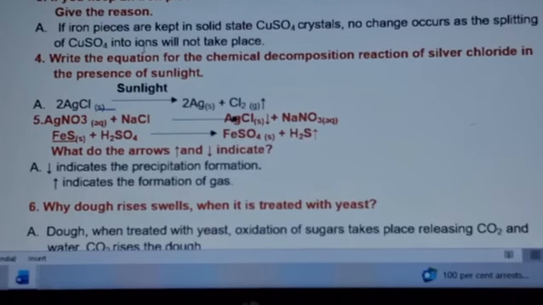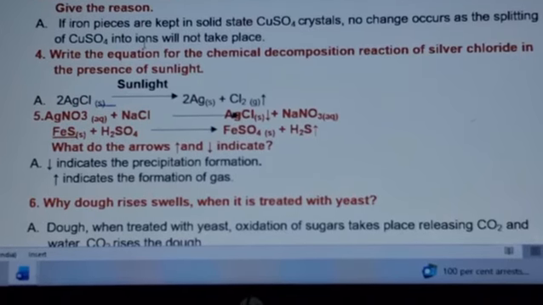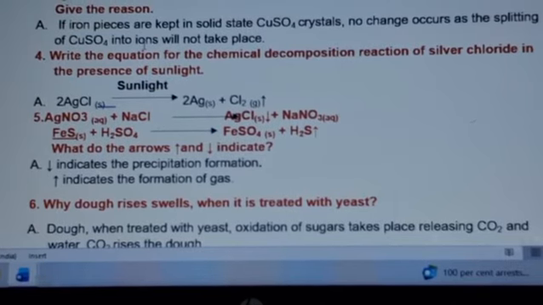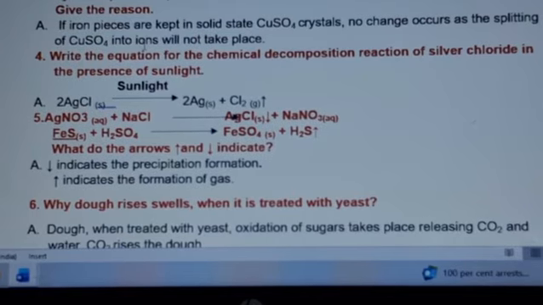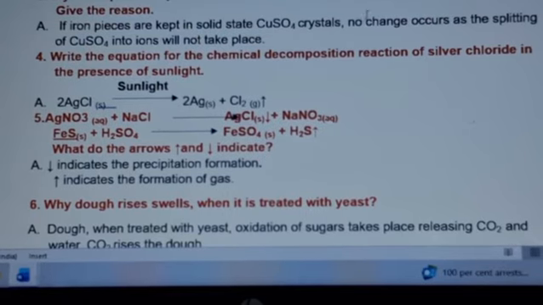Copper sulfate is a combination of copper, sulfur and oxygen. Here the splitting into copper ions and sulfate ions should take place, but to do that it should have a liquid medium. Since it is a solid medium, it cannot split into ions. When it cannot split into ions, iron cannot react with it. That is the reason there will not be any change in the iron pieces when they are placed in solid state copper sulfate crystals.